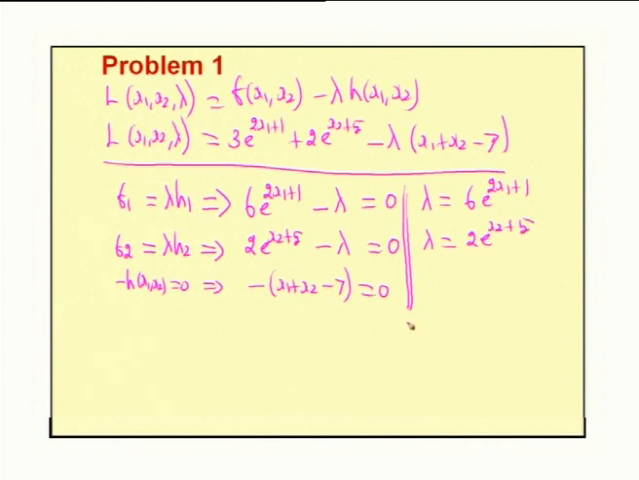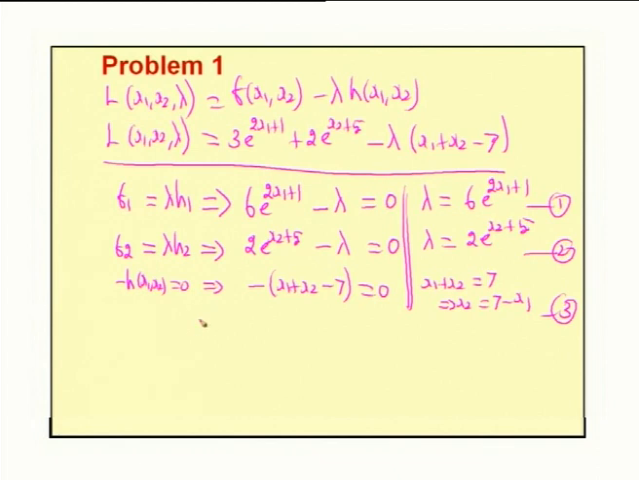Now, from the third equation, we will get x1 plus x2 equal to 7. From this, x2 equal to 7 minus x1. Now, we name these as equation 1, this is 2 and this is 3.